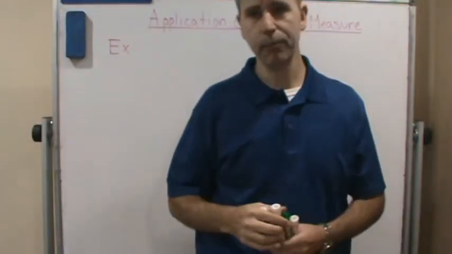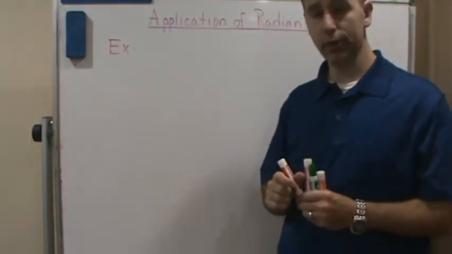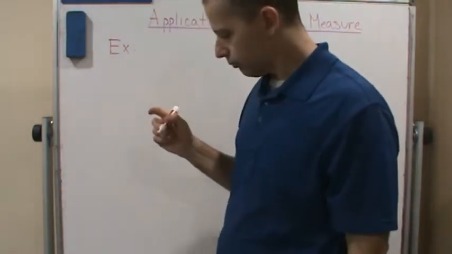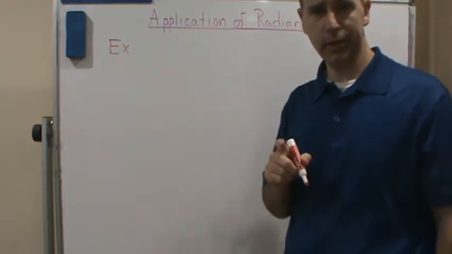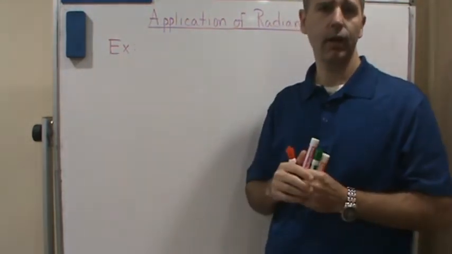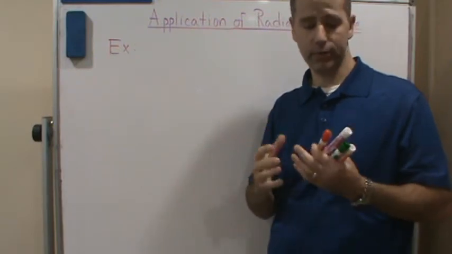Okay, welcome back. So now in this example, we're going to talk about nautical miles. Traditionally, a nautical mile is defined as the distance, or the length of the arc, of a great circle. Now, what is a great circle?